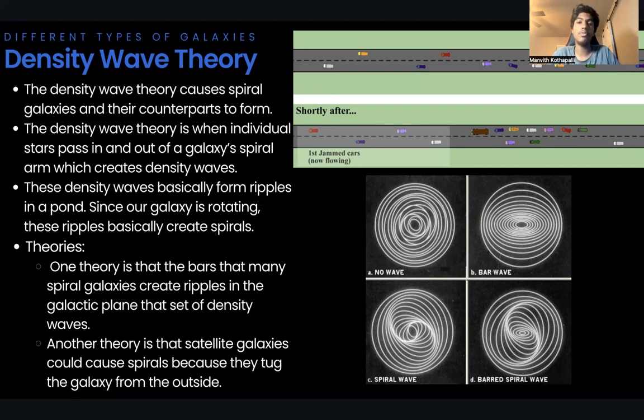But the problem is, for a bar to form, there has to be density waves, and scientists don't know where those come from, and not every spiral galaxy has a bar at the center. Another theory is that satellite galaxies could cause spirals because they tug the galaxy from the outside, but not every spiral galaxy has a satellite galaxy.